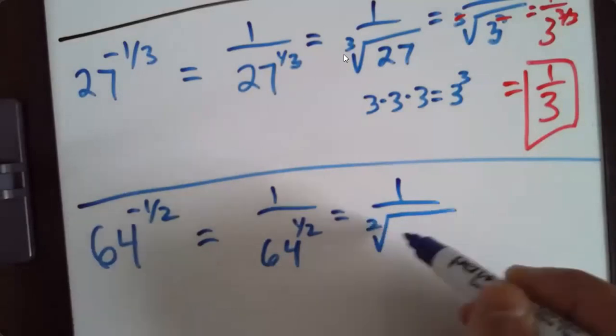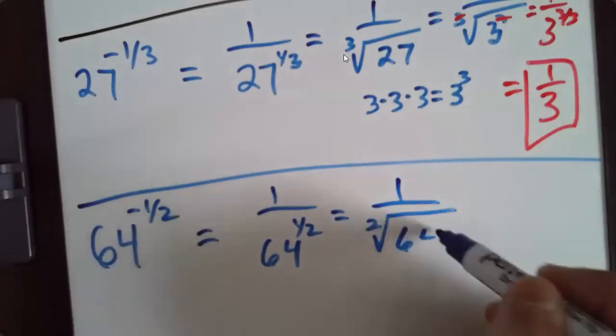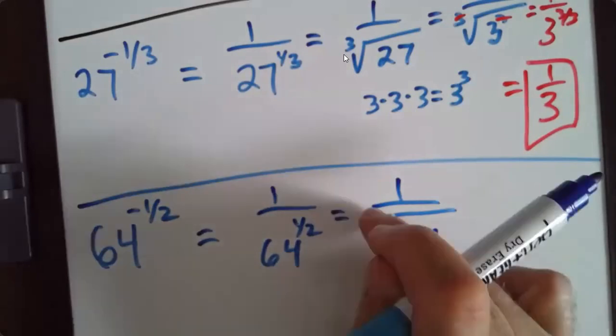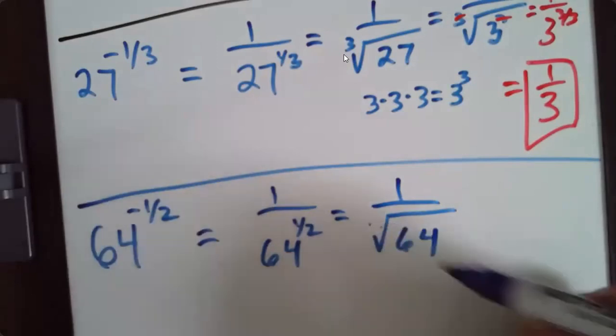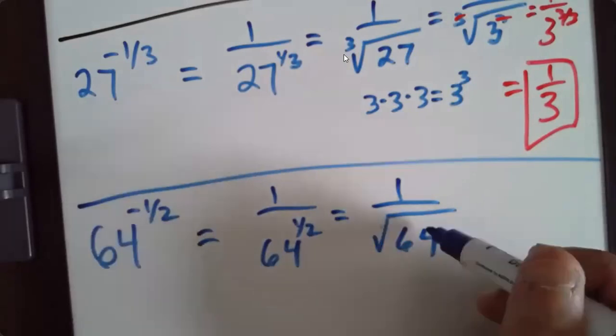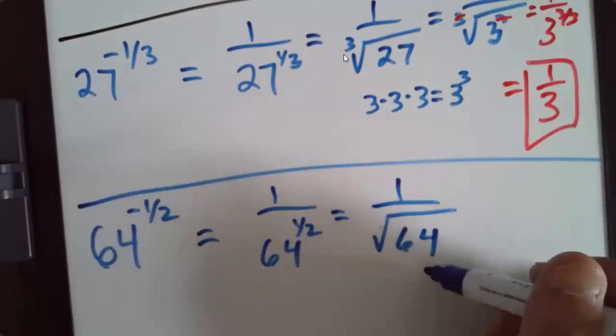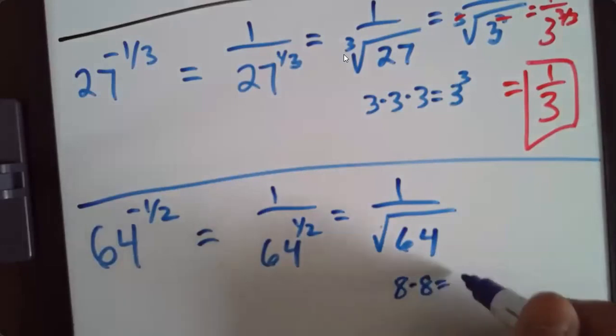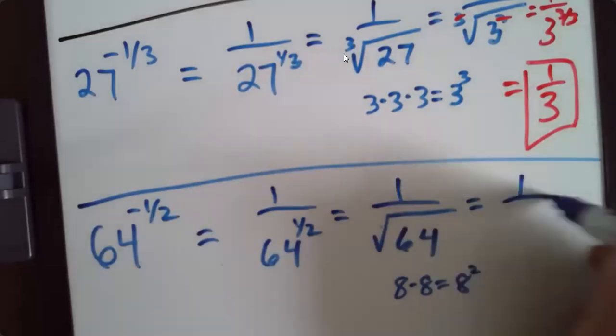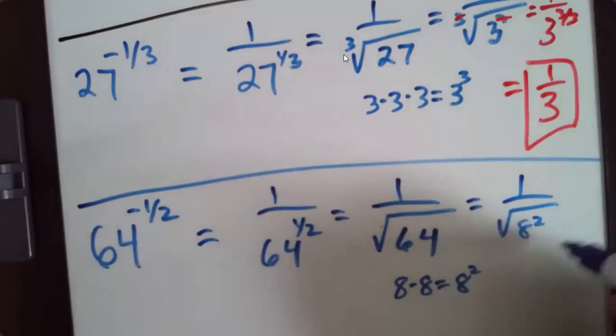Well, we don't normally write the 2 here for a square root. It's implied that if there's no root there, that it's a square root. So we can get rid of that 2. Well, the square root of 64 is 8. 8 times 8 is 64, right? We know that 8 times 8 is 64. So we can say 8 squared. So that's 1 over the square root of 8 squared. So the square and the square root cancel out, and we get 1 over 8 is our answer.